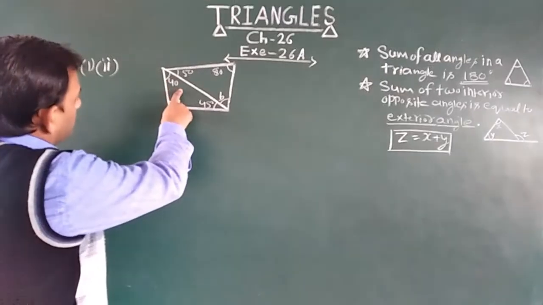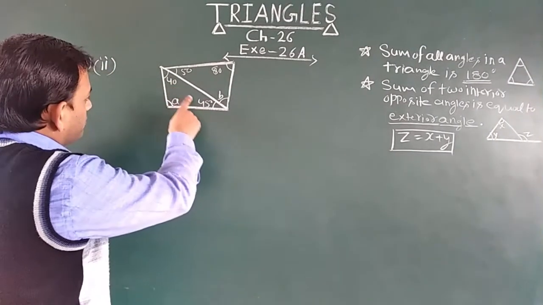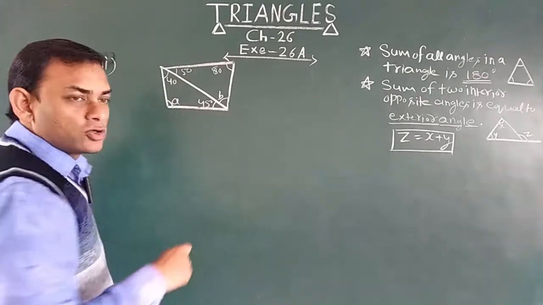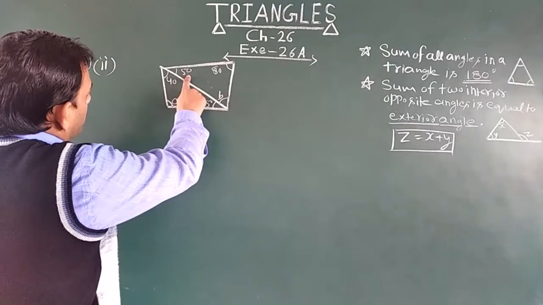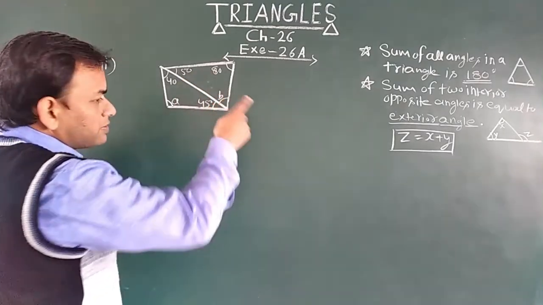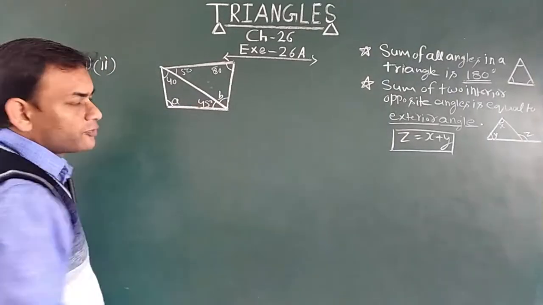You will do this question as I told you in the first part of question number 1. In this triangle the sum of all the angles will be 180 degrees. So 40 plus 45 plus A is equal to 180 degrees, and the same here in this triangle, 50 plus 80 plus B is equal to 180 degrees. So you will find the value of B from here.